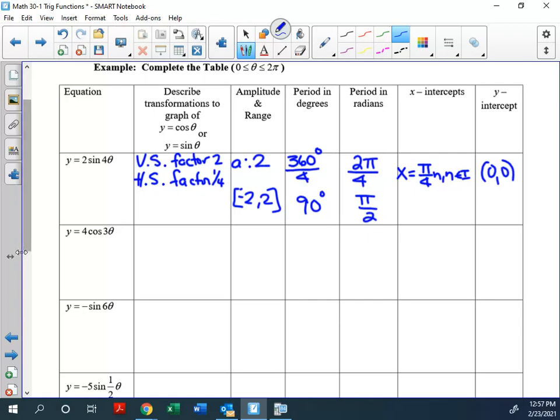Try a cosine column. Work ahead of me a little bit. Most of this is straightforward. It's just going to be those x-intercepts.